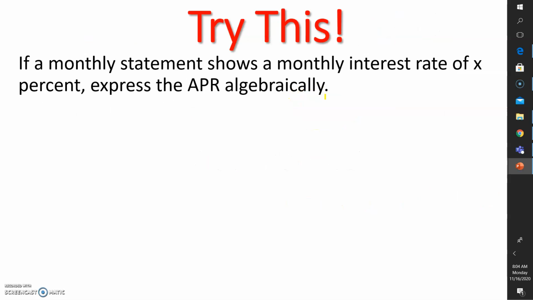Now it's your turn to try. If a monthly statement shows a monthly interest rate of X percent, express the annual percentage rate algebraically. Pause the video and give it a try.